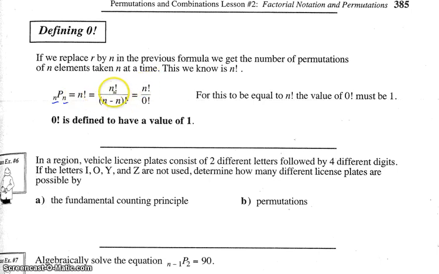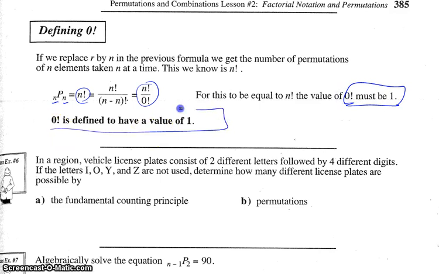But if we use the formula, that would become n factorial over (n minus r) factorial, which is (n minus n) factorial in this case. Now n minus n is just 0. So we end up with n factorial divided by 0 factorial. In order for this to still equal n factorial, which we know it has to, that would mean 0 factorial would have to be 1. So that's what 0 factorial is equal to. Not 0, but 1. Just something you need to remember.